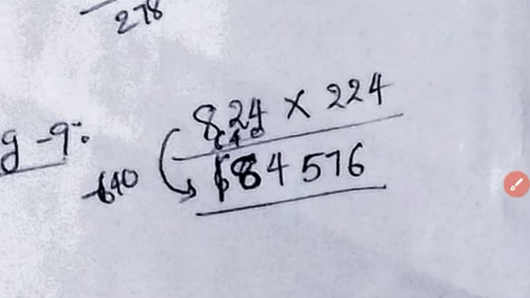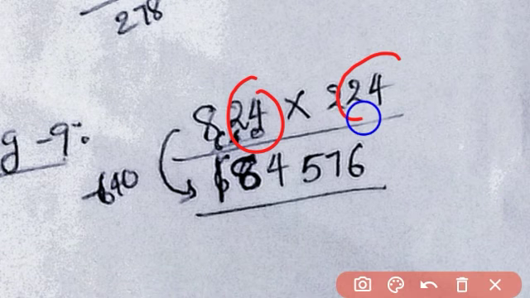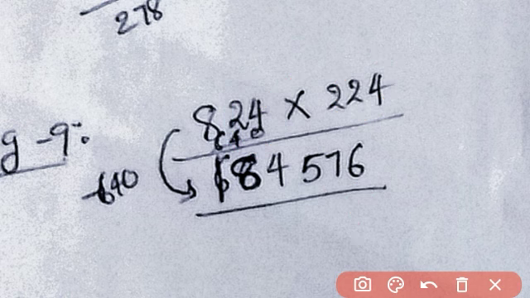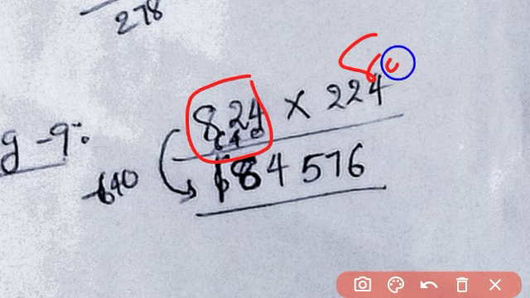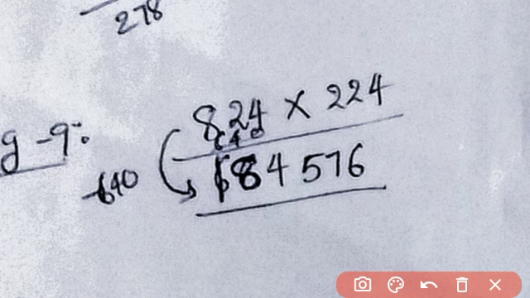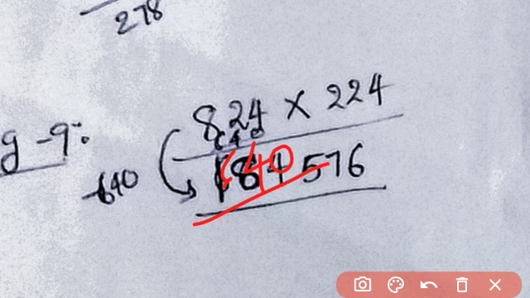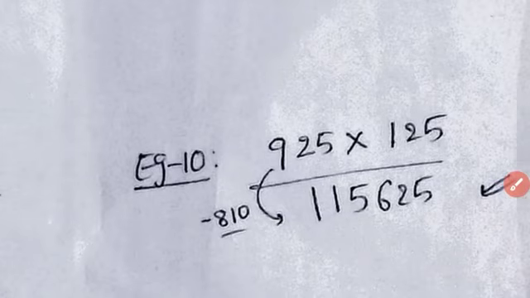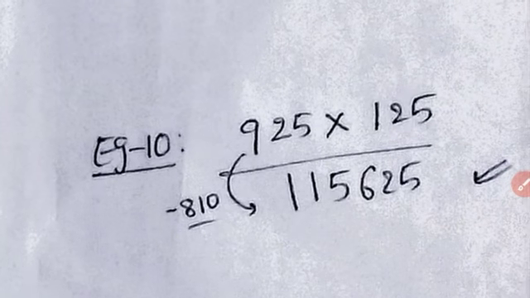Next value, we have 24 and 24, multiply 24 into 24, you get 576, and we have 824, means 800s, right? So you have to subtract 640. So 824 minus 640, how much will you get? 4 and 8 and 7 minus 6, 184. So here is 184. Simple, no need to multiply, just subtract, that's it.